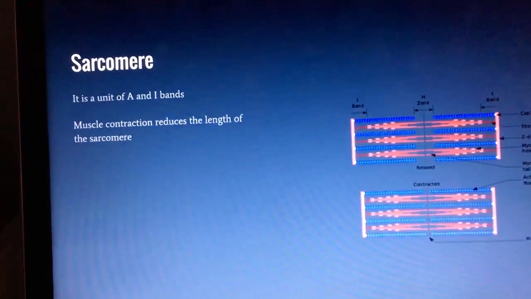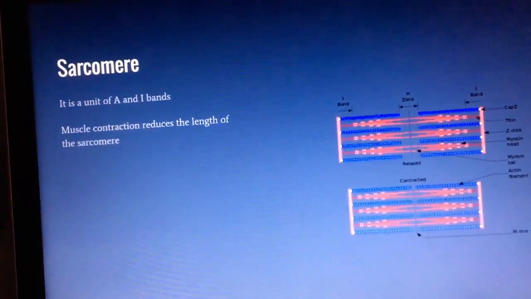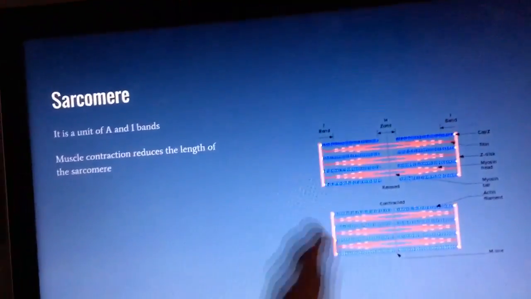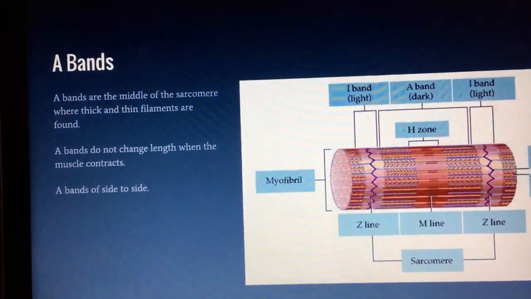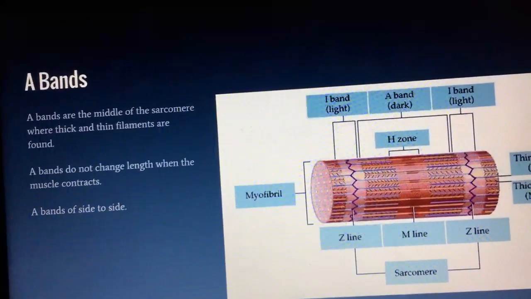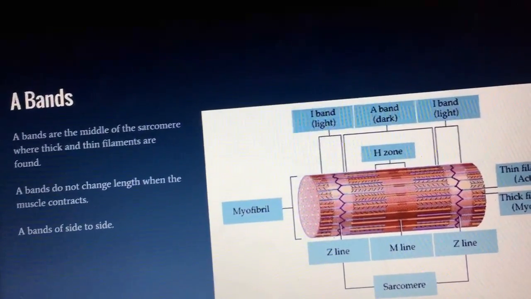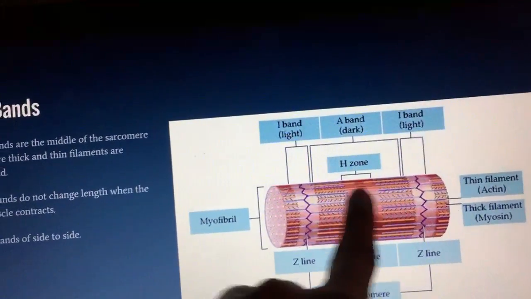Sarcomere. It is a unit of A and I bands. Muscle contraction reduces the length of the sarcomere, and this is a whole sarcomere. A bands. A bands are the middle of the sarcomere where thick and thin filaments are found. A bands do not change length when the muscle contracts. A bands go side to side, and it's this area right there.